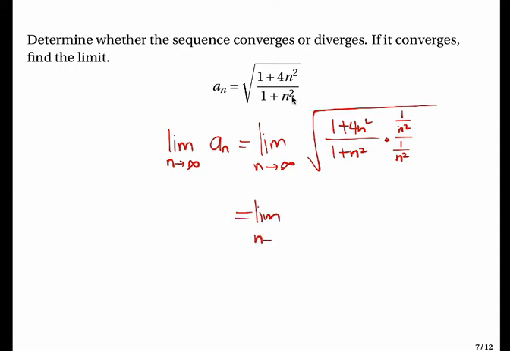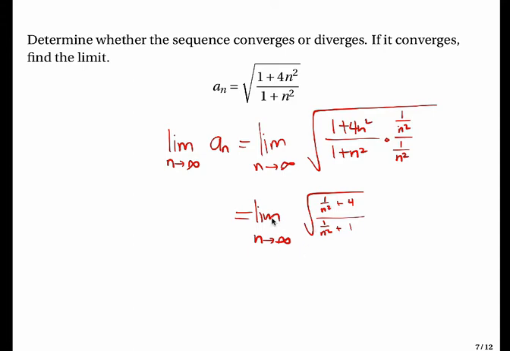So in here you will have the limit as n approaches infinity of square root of (1 over n squared plus 4) divided by (1 over n squared plus 1). And just like in the previous problem, you may put this limit inside that radical, but you have to remember that you must be using some continuous function in order to do that. But we will not do that here.